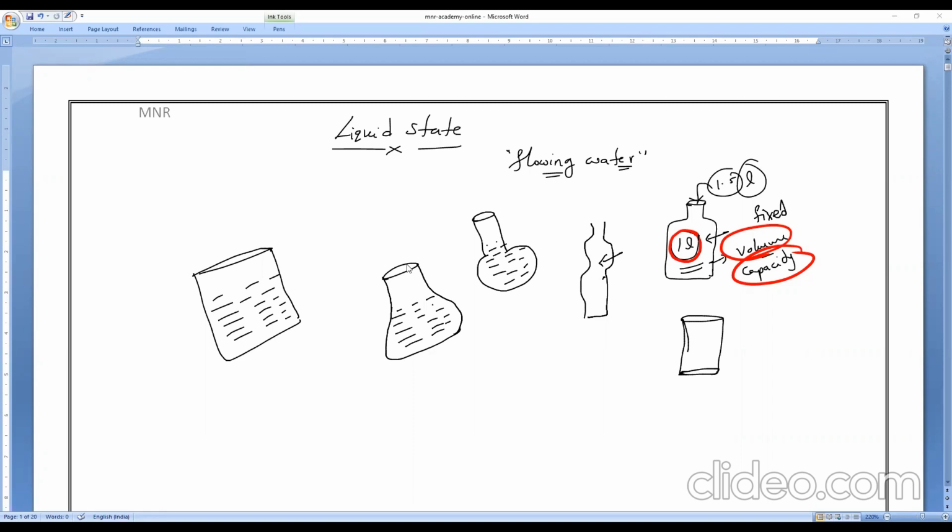And remember, the same 1 liter volume in this beaker, the same 1 liter in this one, the same 1 liter in this bottle also. Everywhere they have a definite volume. Volume always remains fixed, but they do not have a fixed shape. Is it right or wrong? Everybody, please respond. Yes, sir.